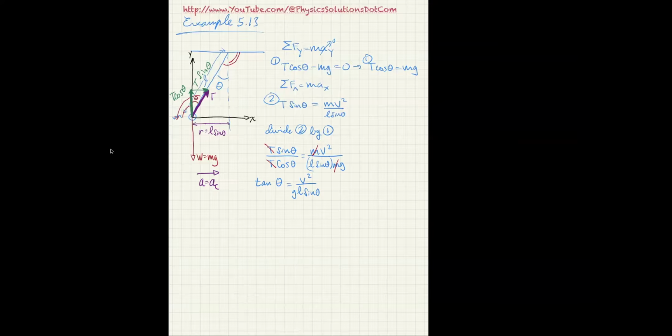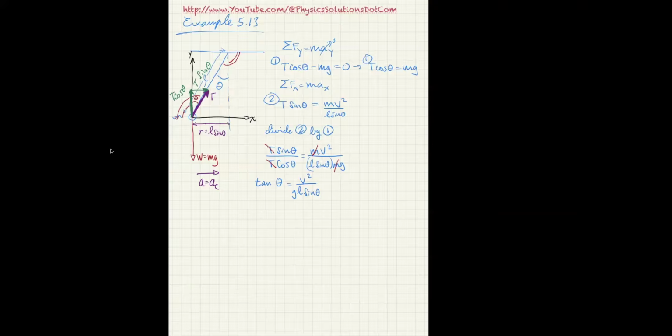So the direction, as I pointed out, was actually horizontal towards the center of the circle. And what causes the acceleration is the force T sine theta. So I answered all that. And then part B, they want us to calculate the speed and period of the ball in terms of L, theta, g, and m.